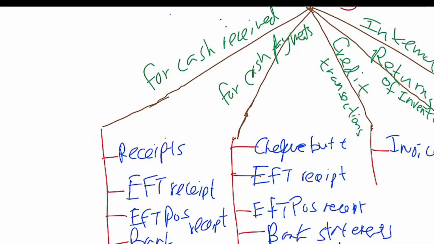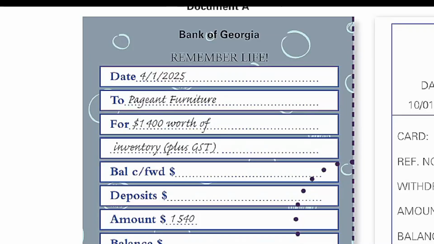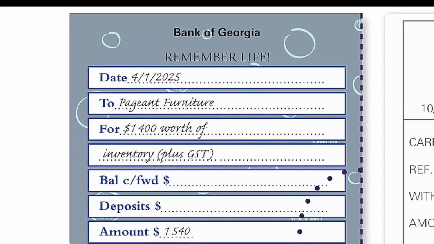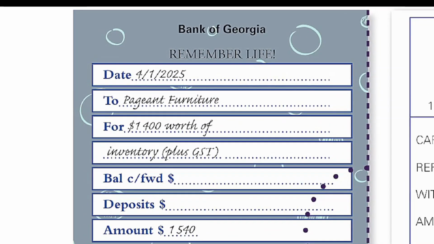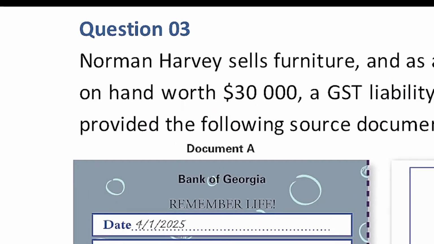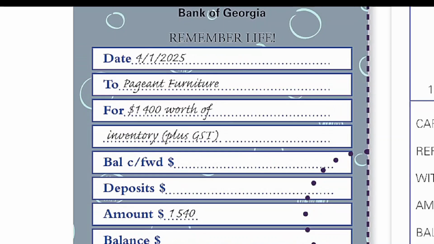Okay. Now we have this one. If you are doing it from Pageant Furniture's side, then we have received. But of course the cheque butt wouldn't be there with the party who receives it. I'm just confusing you guys, sorry. This one is there for the party that is making the payment, right? So who is it? Norman Harvey has paid Pageant Furniture 1400 worth of inventory plus GST. How much is the total? Yeah, 1540 with GST.